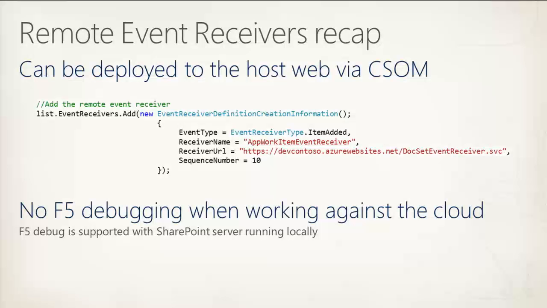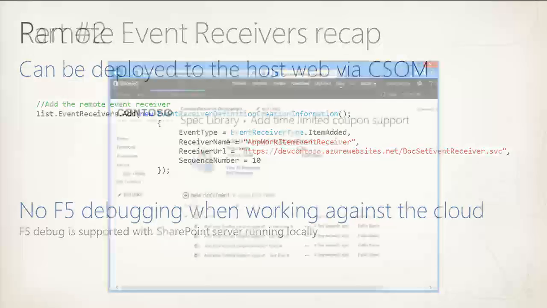They can be deployed into the host web or into any site that the app has permissions to by using CSOM. And you can do that simply by finding the right element where you can register event receivers and add an event receiver by using a receiver URL. And there's no F5 debugging. We're working against the cloud, basically, because SharePoint Online won't be able to call your local machine where you want to debug those. So if you really need F5 debugging, you should set up your server locally and do debugging locally, and then you can actually deploy your packages against the cloud.